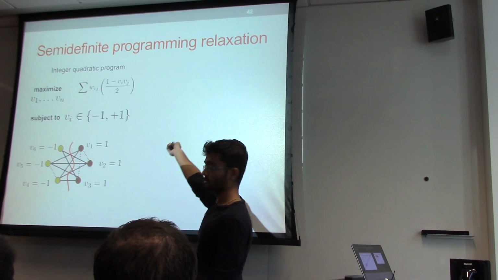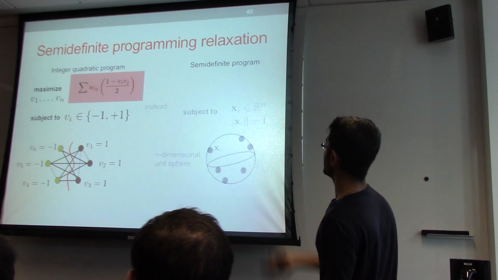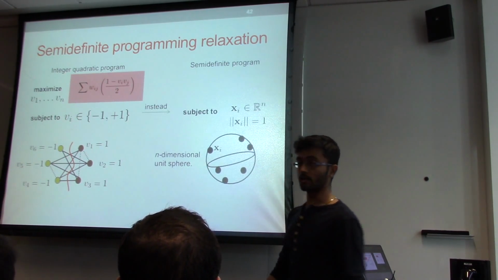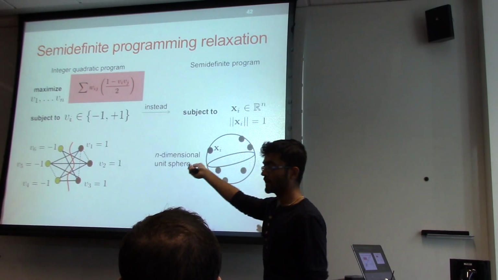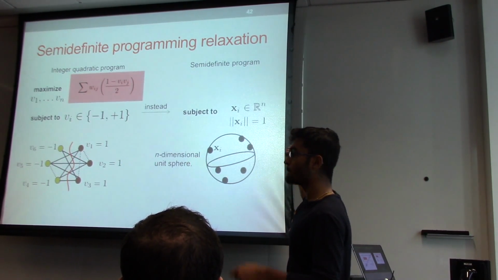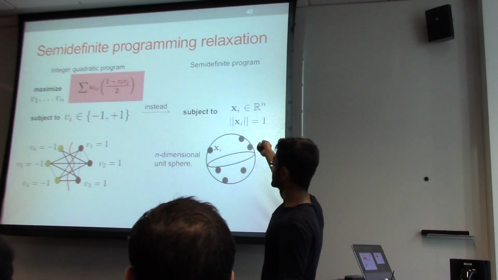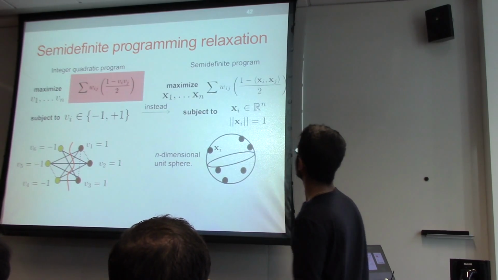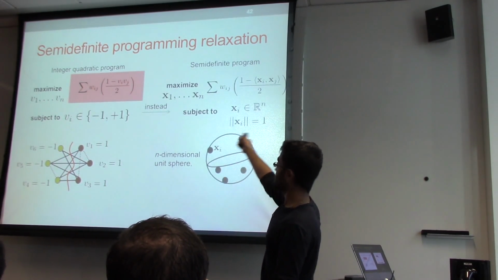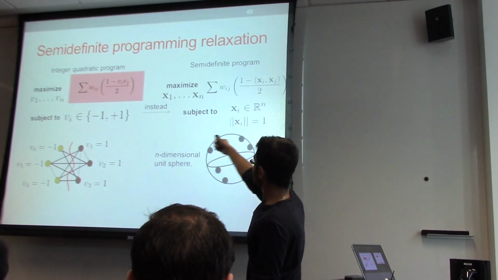And that can be expressed as a quadratic objective over there. But this is hard to solve, so you have a semi-definite program relaxation. So what you do is, instead of finding integer values, you're going to find an embedding of the vertices on a unit sphere. So you're going to find these vector solutions to a slightly different objective. So instead of vi's, you're finding these xi's, and what you want to maximize is not that.